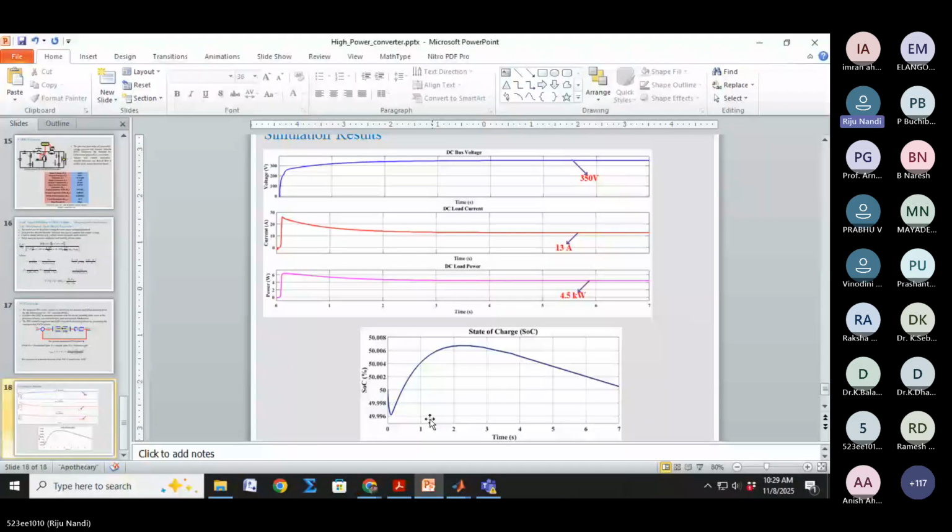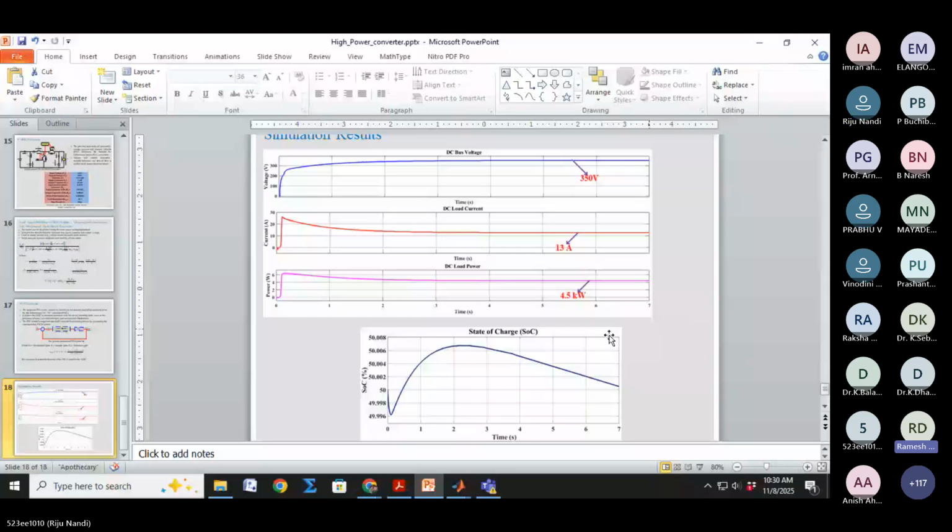I have completed my topic. Okay, then if there is any question, I'll continue, because after that my colleague, a PhD scholar, will go further for the next topic, implementation of C2000. Okay, so any question on this?